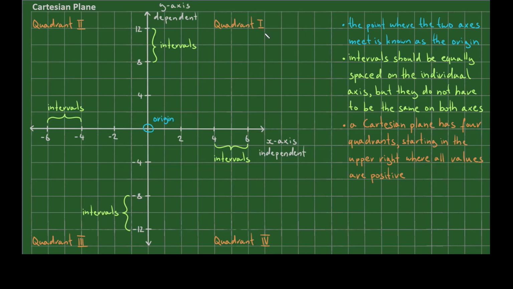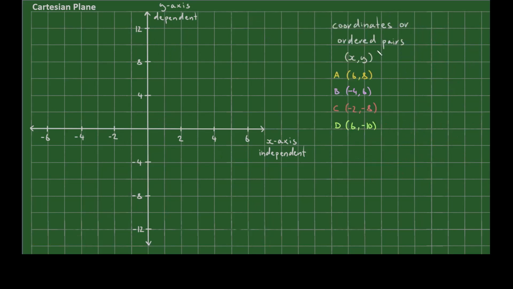Now that we have the Cartesian plane, let's plot a few points. Please note that when we give coordinates or ordered pairs, they are given using the x-y format. This means that the first value represents the x value and the second value represents the y value. Point A has a coordinate of 6, 8. This means that it is 6 on the x-axis and 8 on the y-axis.